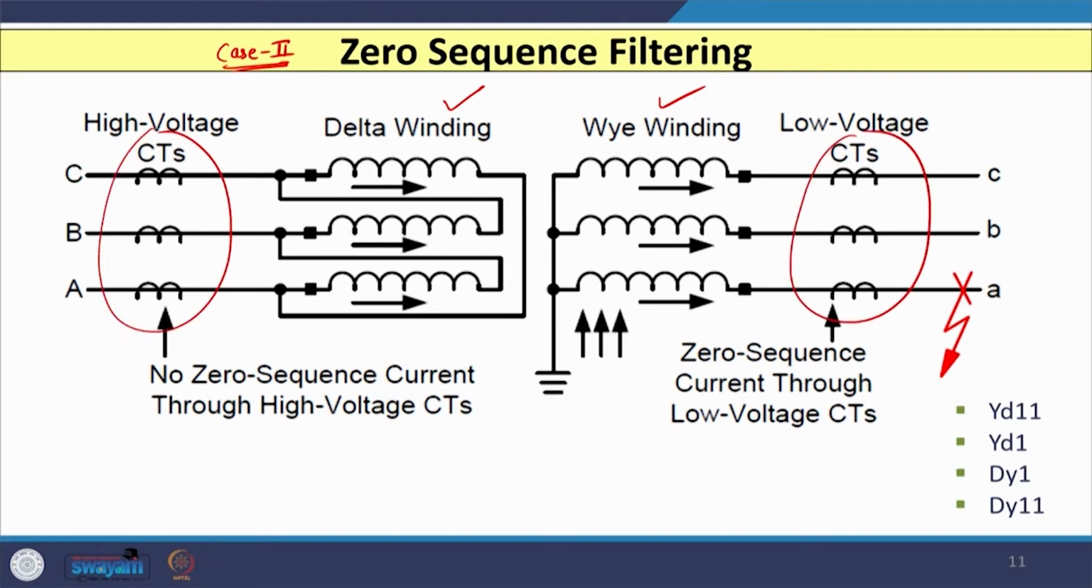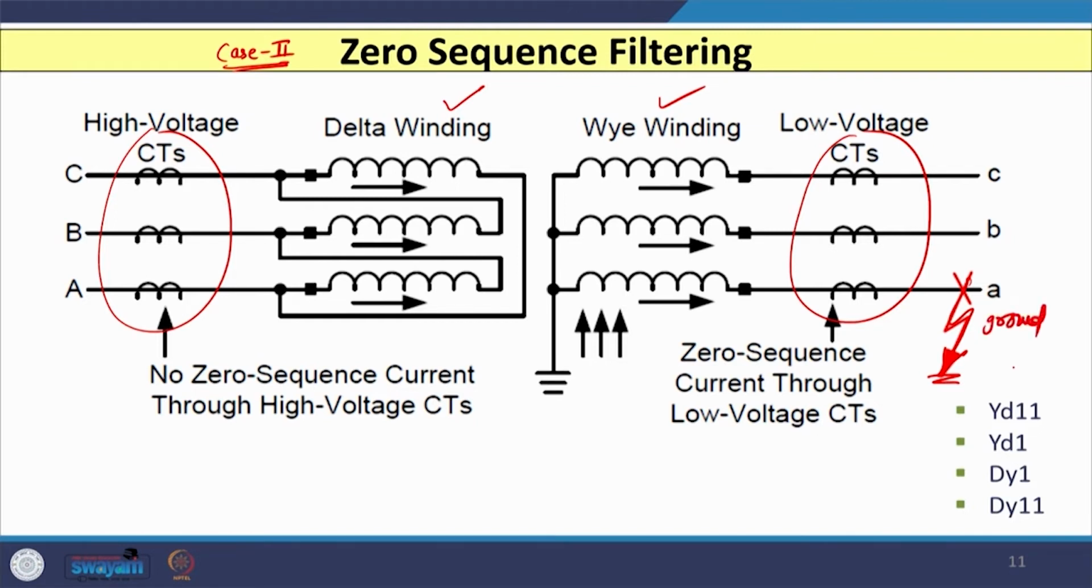Now, if I use a conventional scheme, as this is the delta winding, these three CTs are connected in star, and then this is a star winding, so these 3 are connected in delta. But in the case of a digital relay, we connect both these CTs in star fashion to avoid the disadvantages of delta winding. In that case, we know that if a fault occurs on the star side on one of the phases which involves ground, right, this is a fault which involves ground.